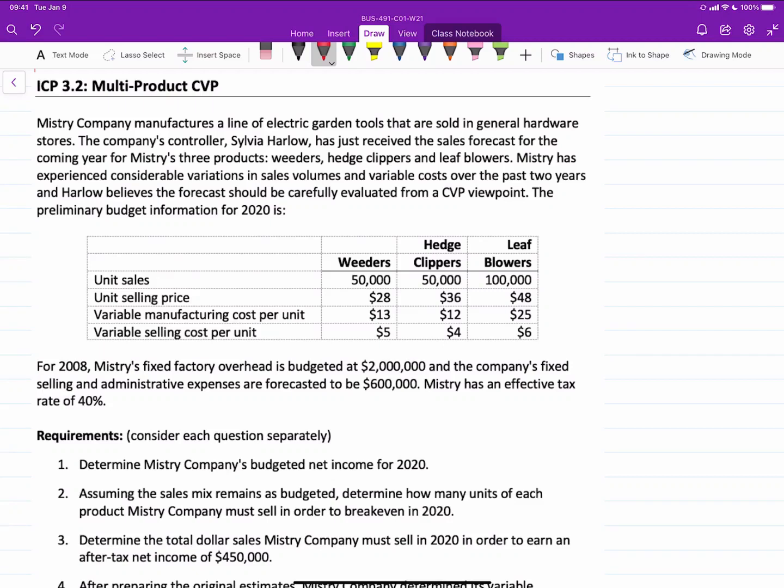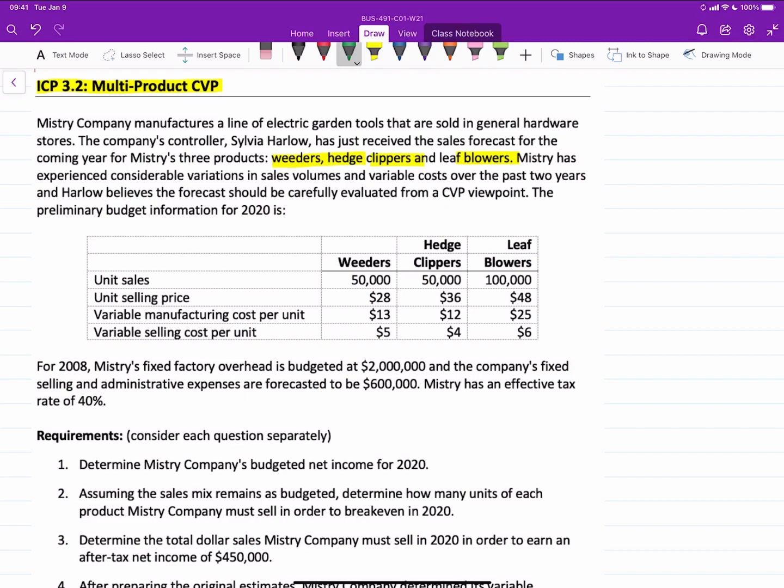Hello there. This video will demonstrate the solution to in-class problem 3.2 on multi-product CVP. So let's look at the information we have real quickly. The company manufactures a line of garden tools. They've received a sales forecast for the year and basically have three products: weeders, hedge clippers, and leaf blowers. They've experienced all kinds of variation in sales volume and variable costs. They provided the following budgetary information.